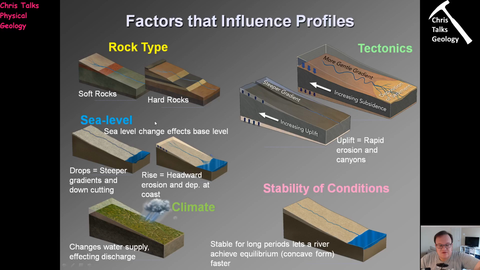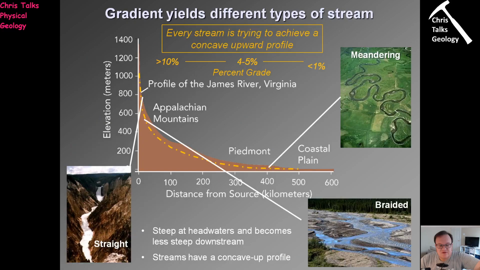Sea level. Sea level can also affect the profile that we see. So when sea level goes up or down, it changes the base level. So what's the base level? Well, if we just come back to this diagram here, this concave pattern that we see here represents the base level. That's the lowest point to which a river can erode.